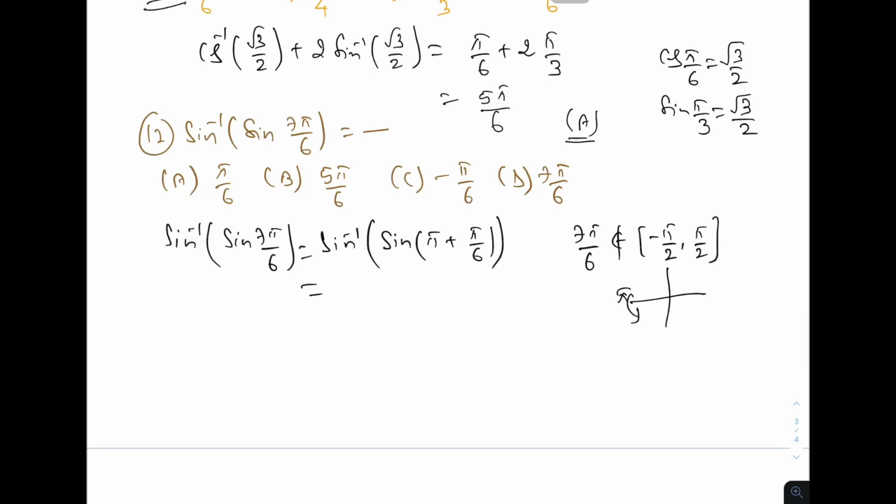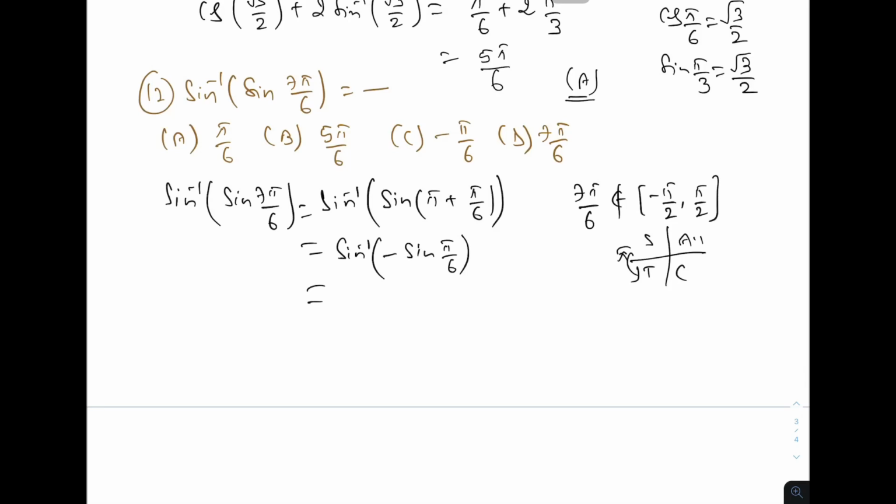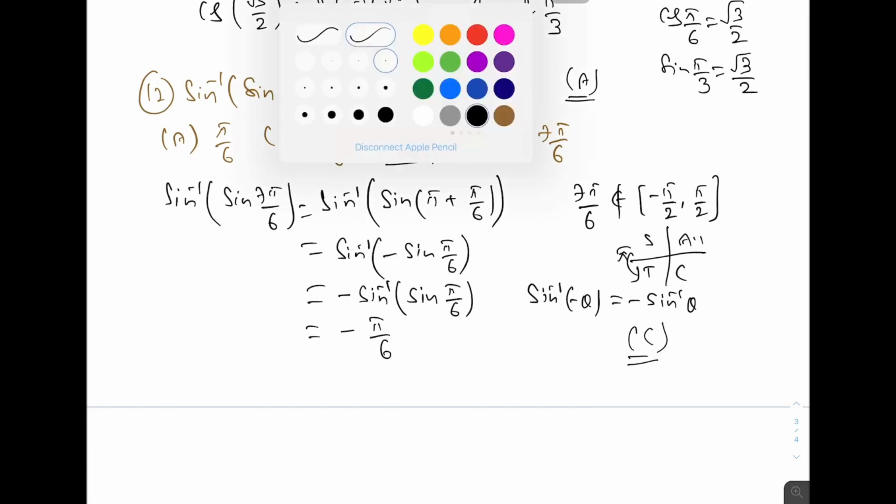So this is in the third quadrant, and in the third quadrant sine is negative. So sine inverse minus sine pi by 6, and we know sine inverse minus theta is minus sine inverse theta. So this is minus sine inverse sine pi by 6, and so that is nothing but minus pi by 6. So the answer is C option.